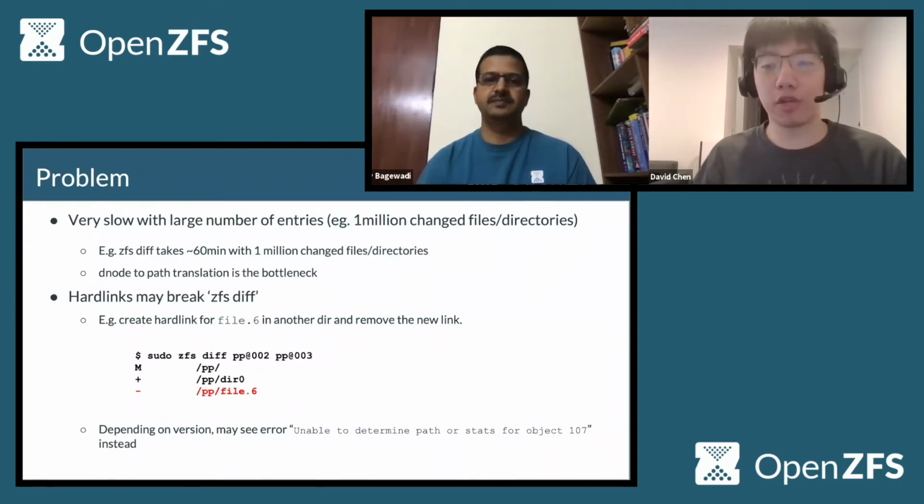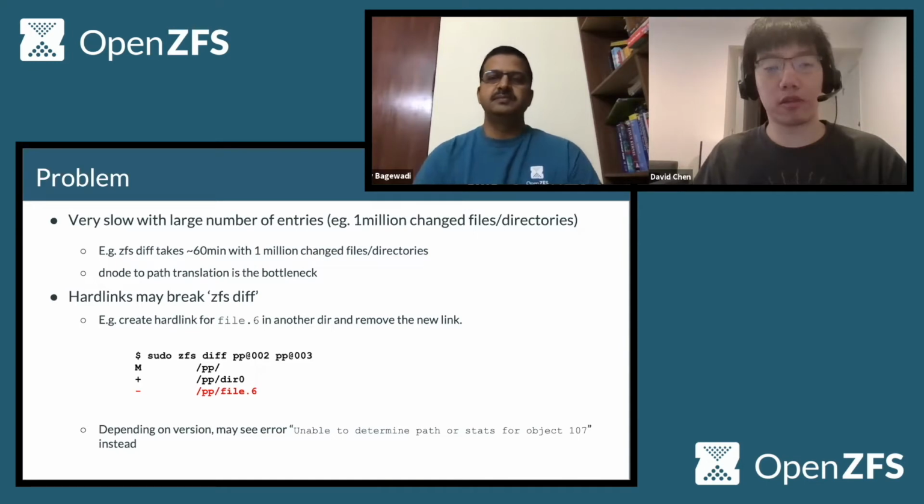So we tried to dig into where the performance bottleneck is, and we found out that it is mainly in the dnode to path translation. That's where most of the time is taken.